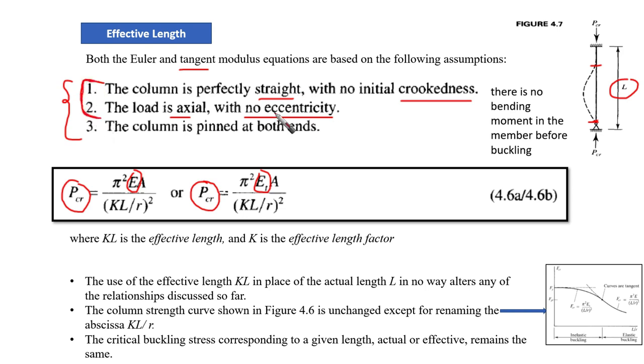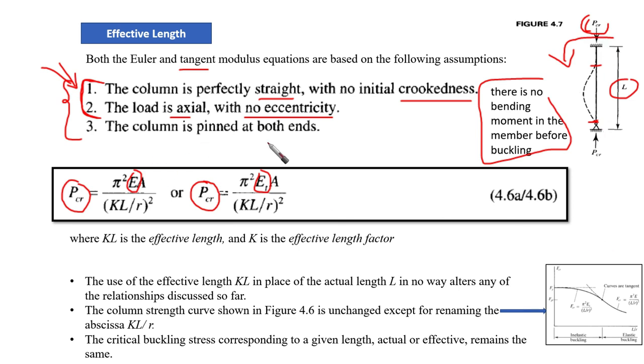Why are they putting these assumptions? Because we need to say that there is no bending moment in the member before buckling. That's very important. So these two assumptions are being given for this reason, that there is no bending moment. We are applying only pure force, for example. So we are not going to say that there is any kind of bending moment here. Okay. And then the column is pinned at both ends.